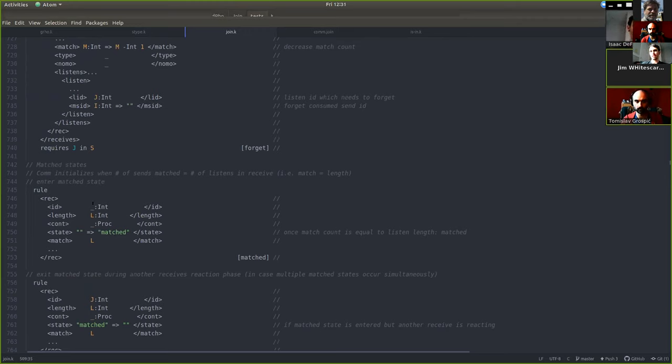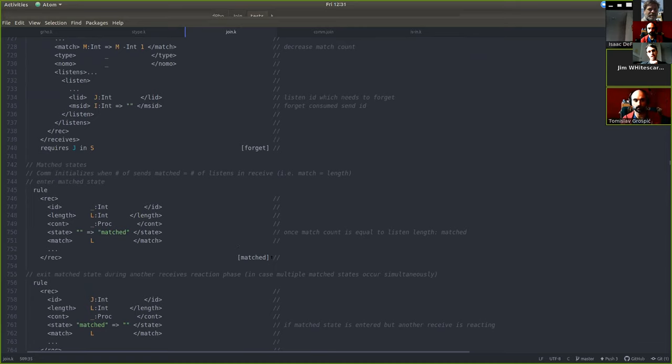But to initialize that process of saying, hey, this is the one that I want to actually reduce, the state of the receive changes from this empty string, which is basically like, oh, it's in the matching phase, still searching for sends or whatever, and it switches to the matched state, which basically is saying, okay, I know that I've matched all of the listens with available sends. And now I'm going to start pulling all of that information into the reaction cell. So that's what this matched one does.